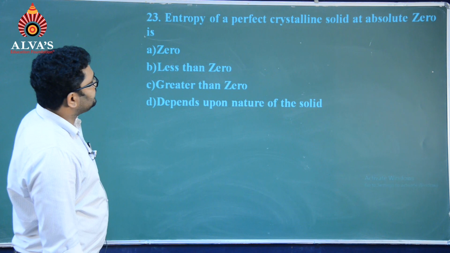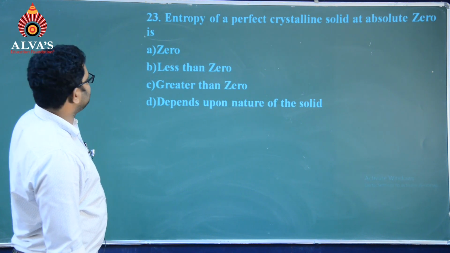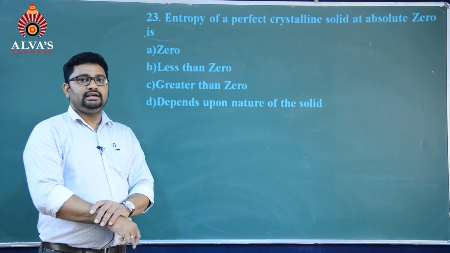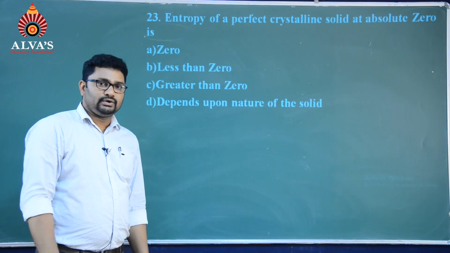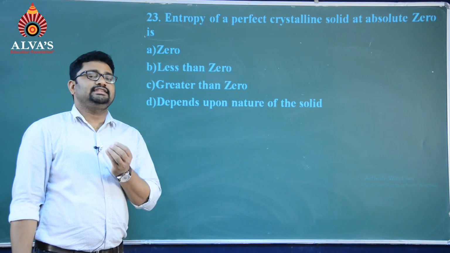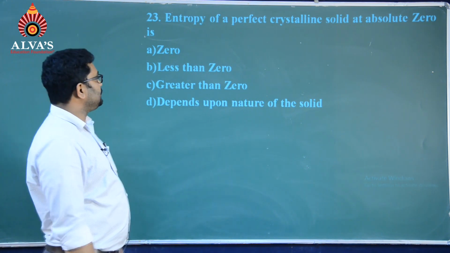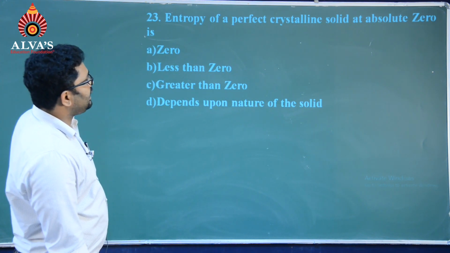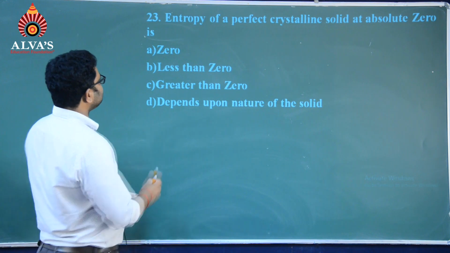Entropy of a perfect crystalline solid at absolute zero is. Students, this is the third law. According to the third law, at absolute zero, the entropy of a pure crystalline substance approaches zero. That means the entropy of a perfect crystalline solid at absolute zero is 0.